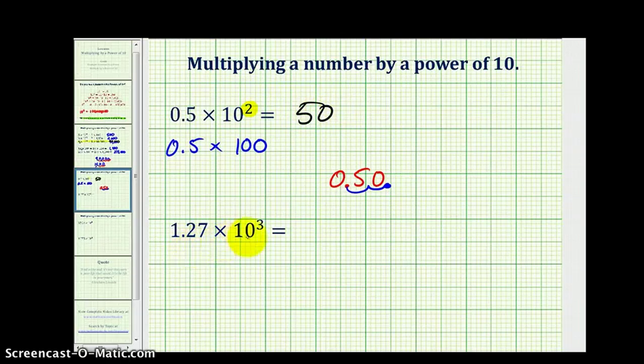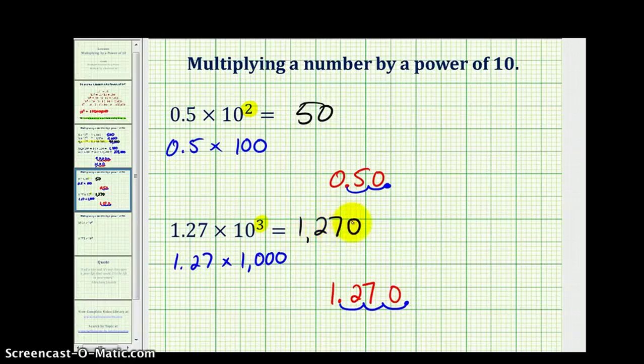So for 1.27 times 10 to the third, which would be equivalent to 1.27 times 1,000, we'll take our decimal of 1.27 and move the decimal point 3 places to the right. So starting here, we'll move it 1, 2, 3 places. We're missing 1 digit here, so we'll add a 0. So this product will be 1,270.